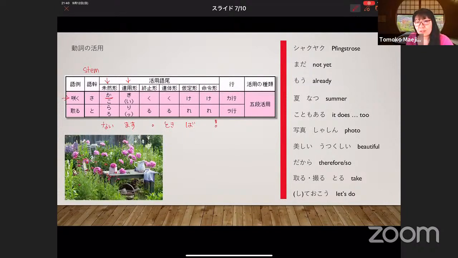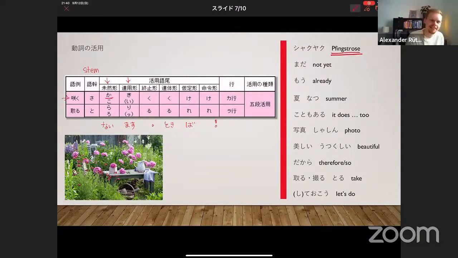So tell me about these flowers. I think they're called Fingistros. Oh, I'm sorry, Tomoko. No idea about flowers. Pfingstrose. So how do you pronounce it? If there's PF in the beginning of the word, it's just so. Pfingstrose. Exactly. Yeah, das ist Pfingstrose.